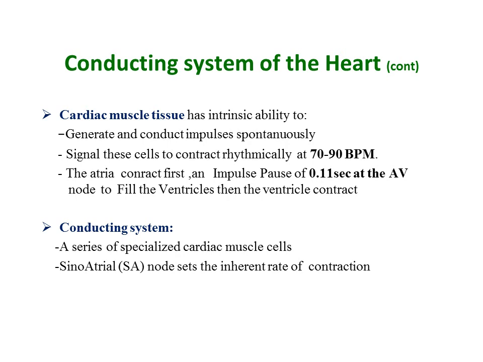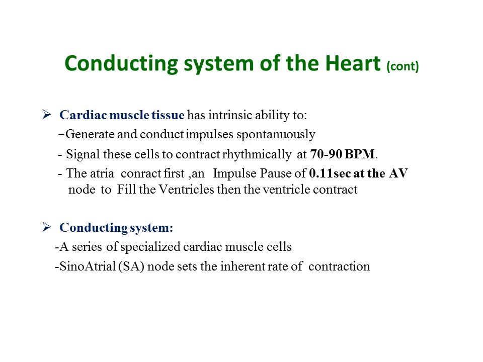The atria contract first to start with. There will be a pause of this contractility of about 0.11 second at what is known as the AV node, which is one of the main stations of the conducting system of the heart, so as to give a chance for the ventricles to fill. Then the ventricles will contract so as to pump the blood through the aorta and the pulmonary trunk, so as to complete the circulation of the blood.